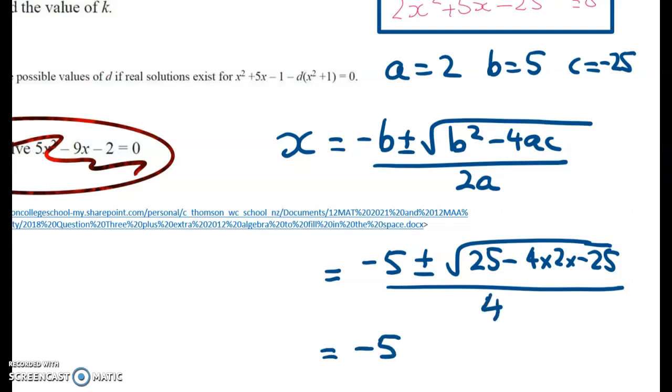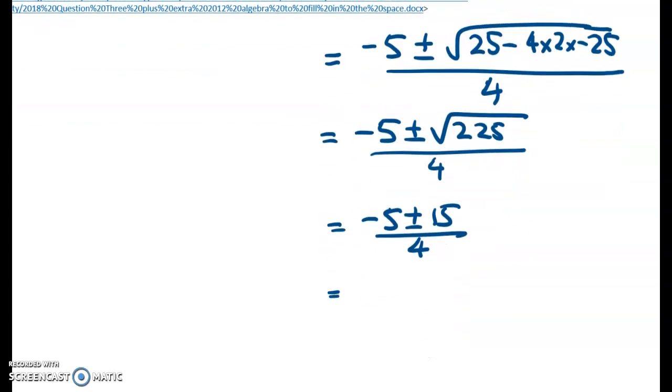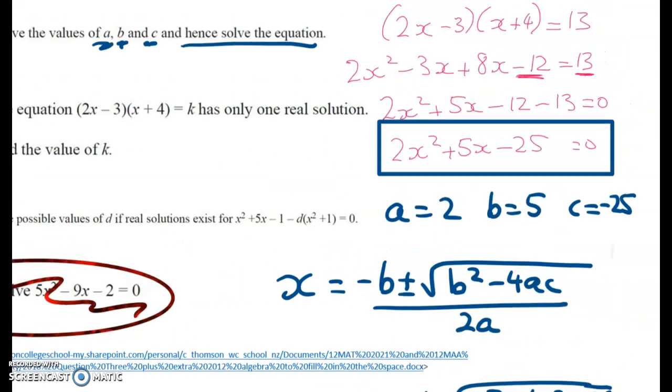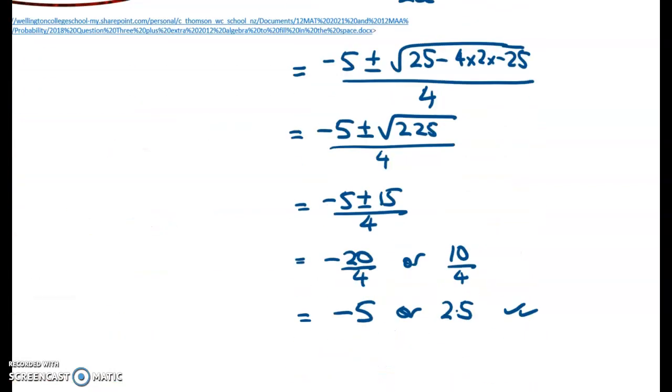So that gives me negative 5 plus or minus the square root of 225 over 4. So negative 5 plus or minus 15 divided by 4. So negative 5 take away 15 is negative 20 over 4, or negative 5 plus 15 is going to be 10 over 4. This is negative 5, and this is 2.5. So that's that equation solved. Now, the only reason I did it with the quadratic formula is because it said hence. But I would much rather that we did this one just by looking at it, so I'm going to do that now as well, just for a bit of extra practice.